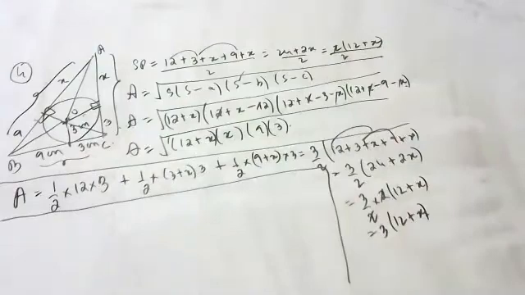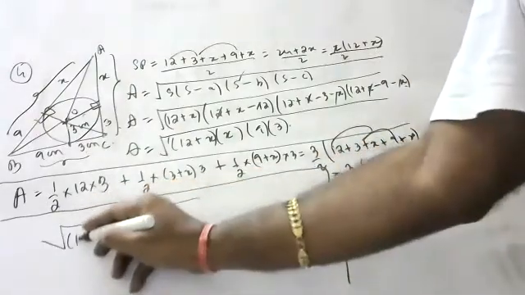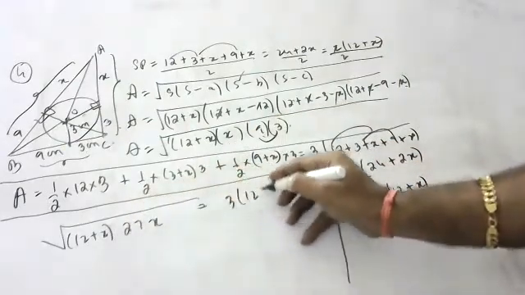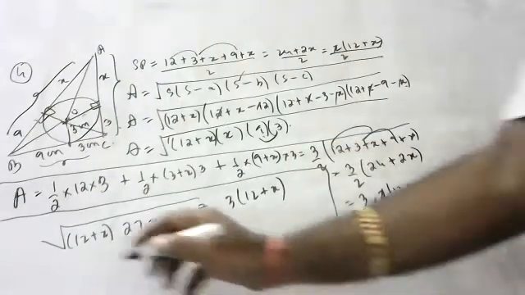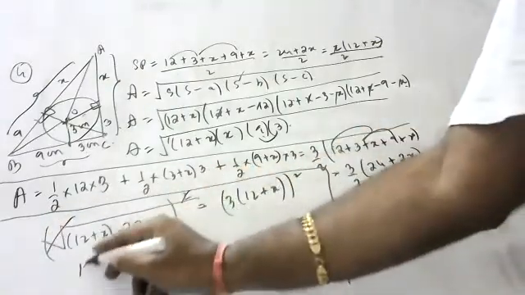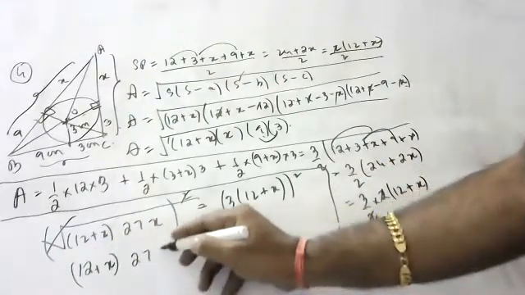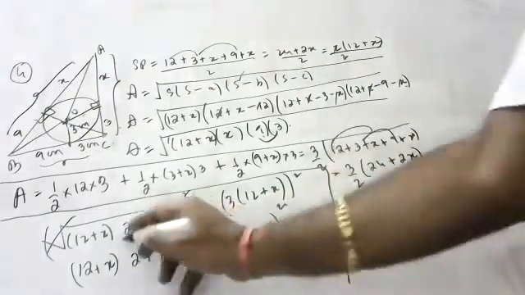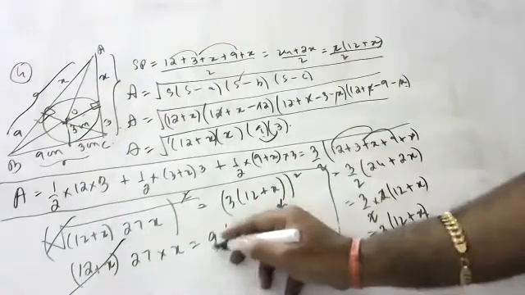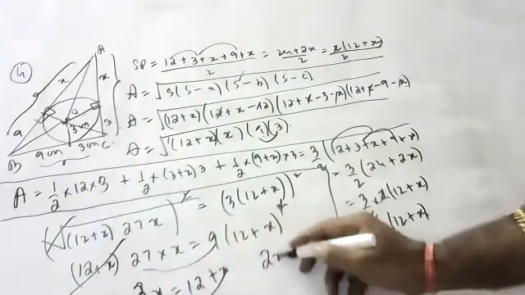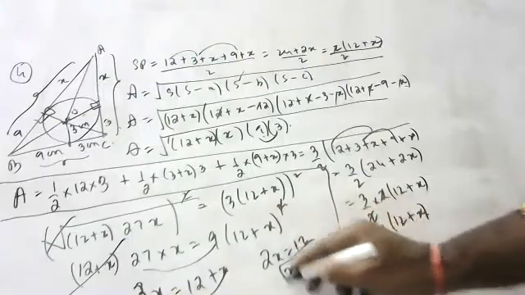This is also the area. Let's equate them, because it is the same triangle's area. So root of 12 plus X into 27X is equal to 3 into 12 plus X. Squaring on both sides, the square root and the square cancel. 12 plus X into 27X is equal to 9 into 12 plus X whole square. Cancelling the common term, we take the 9 down. 27 by 9 is 3, so 3X is equal to 12 plus X. 12 is equal to 2X. X is equal to 6.